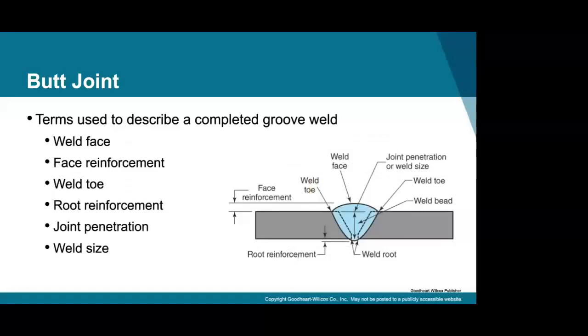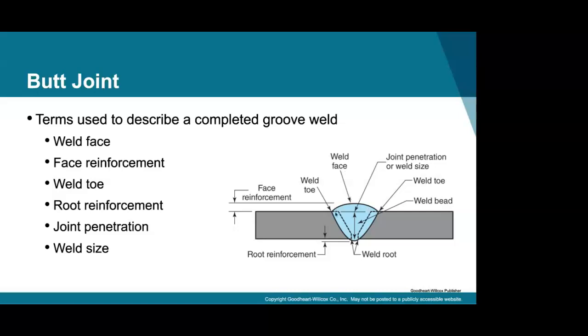Terms used to describe a completed groove weld. If we start from the inside out, we have our weld root, which covers our root opening. The distance from the base metal to the bottom of our weld root is called our root reinforcement. The distance from the top of the base metal to the bottom of the base metal is considered our weld bead. Our edges of our weld are considered our weld toes.